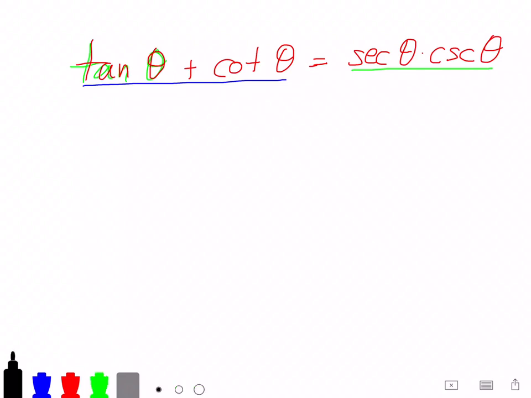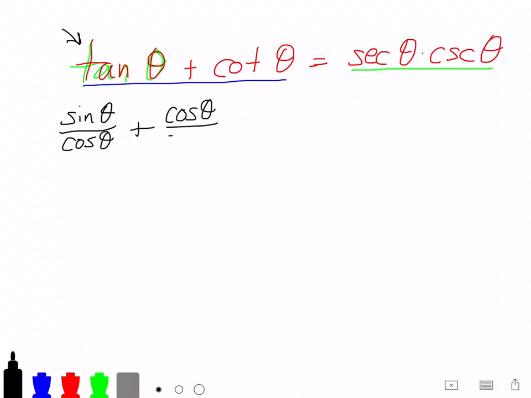My trick is to go to reducing everything to sines and cosines. Tangent of theta is equal to the sine of theta divided by the cosine of theta. The cotangent of theta is equal to the cosine of theta divided by the sine of theta. Now I have two fractions.